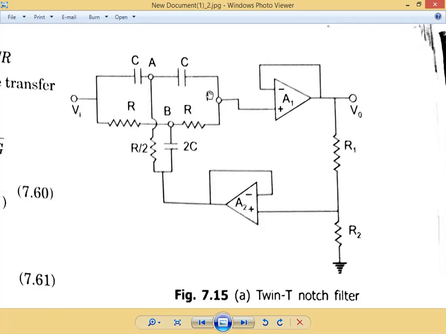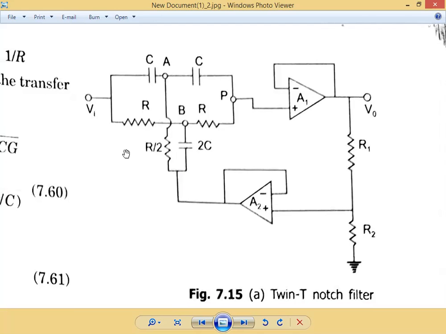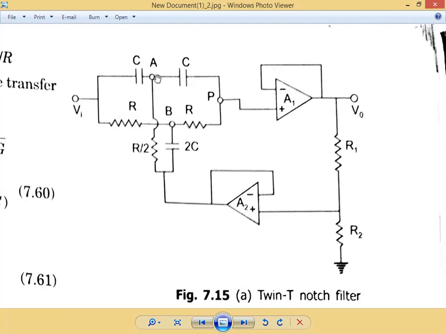So we are going to obtain three equations. From those three equations, we are going to obtain the transfer function of this twin T type notch filter. So let us see the equation at node A.